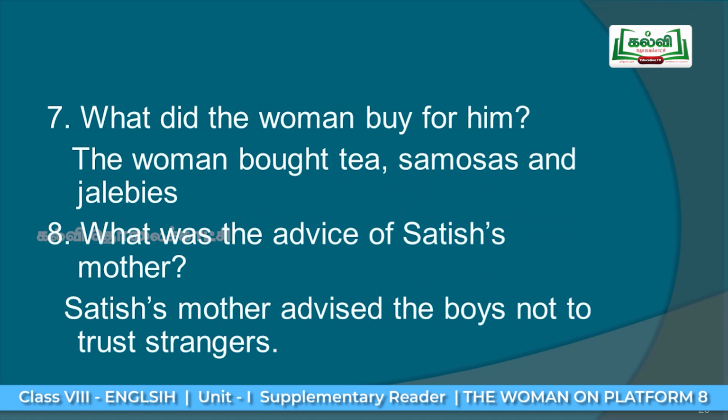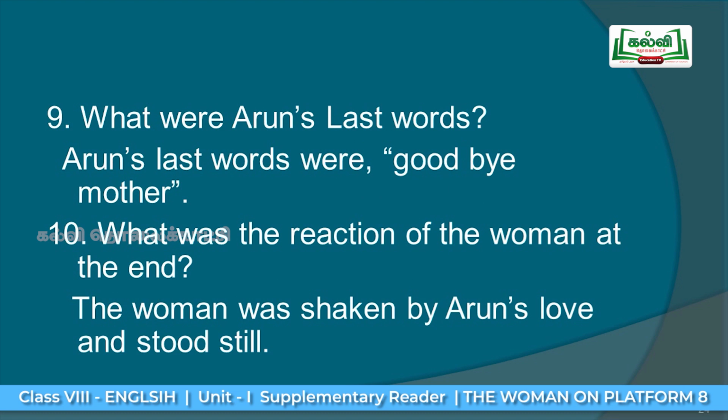Very good. Okay. What was the advice of Satish's mother, children? What did she say? Yeah, she asked the boys not to trust strangers. Never to trust strangers. Did Arun accept her advice? No, he contradicted. Why did he contradict? Because he already started liking the strange woman. Okay, very good. What were Arun's last words, children? Yeah, goodbye, mother. Very good.